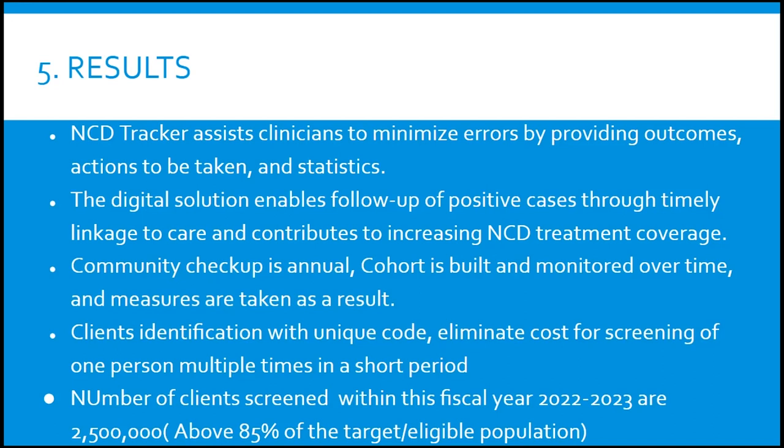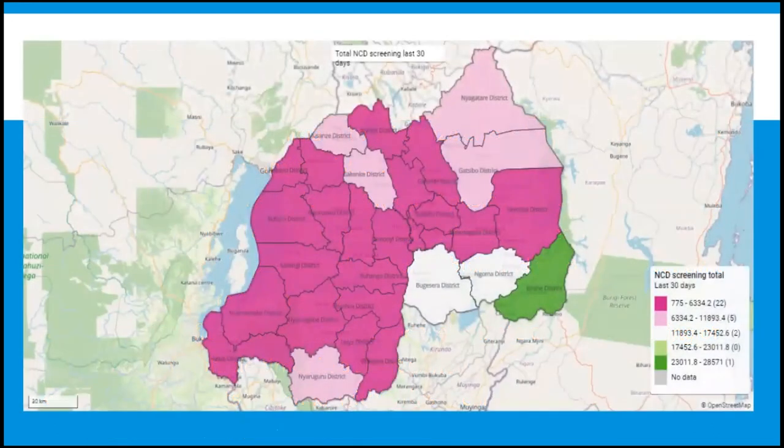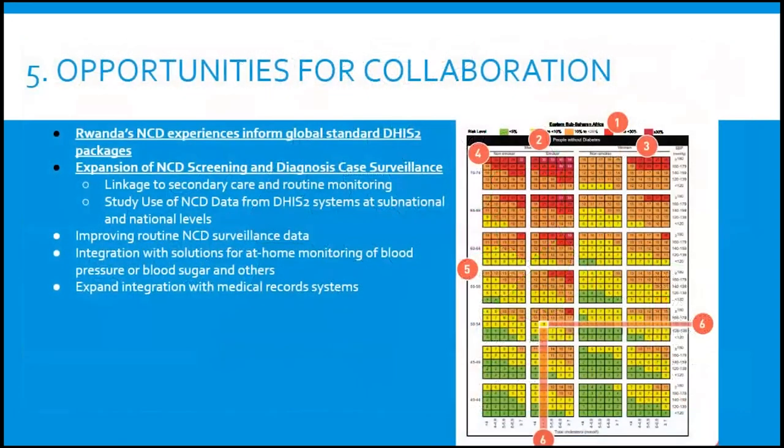You see that now, using the system, we are able to monitor progress towards the targets, but this will also help us find the remaining 15% to be screened. This is one of the results of using this NCD tracker. Next. Yeah, this map shows the coverage of the NCD tracker. It's one of the dashboards we have developed, which helps the program monitor screened cases towards the target. They have an annual target and monthly targets.